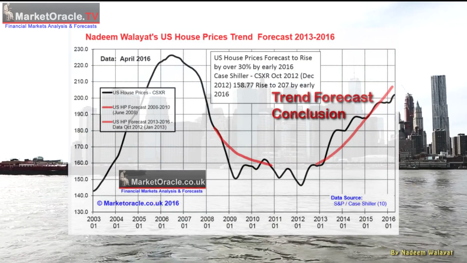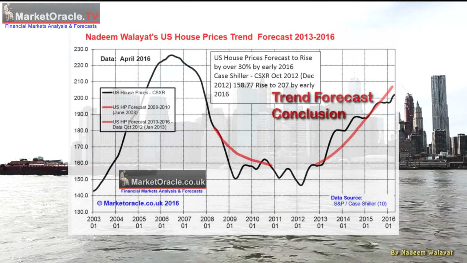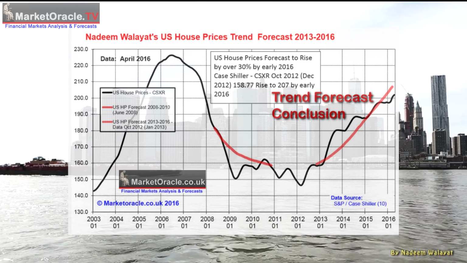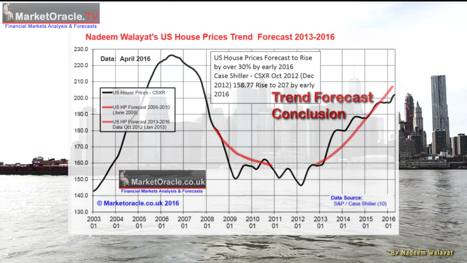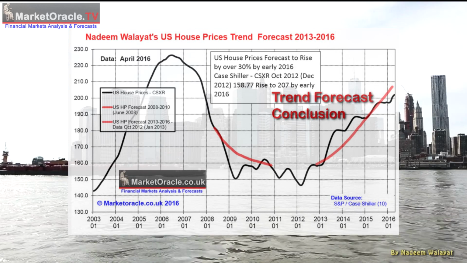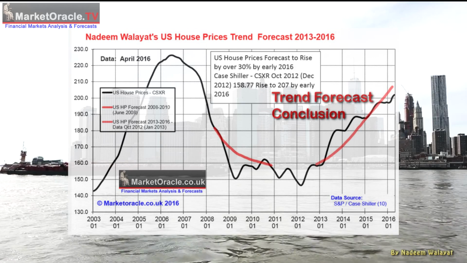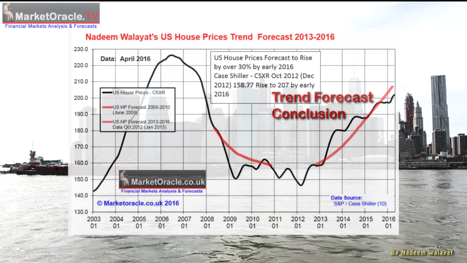And here's how the US house prices trend forecast concluded early 2016, resulting in only a 2.5% deviation against the forecast trend, so proving remarkably accurate as had my preceding forecast during the bear market.